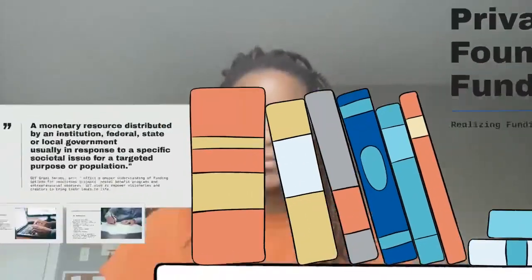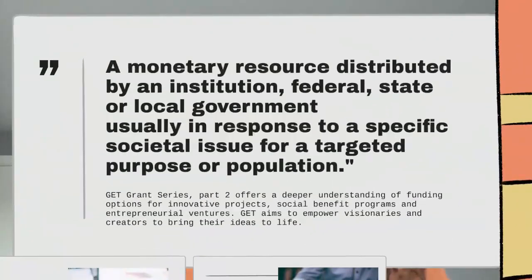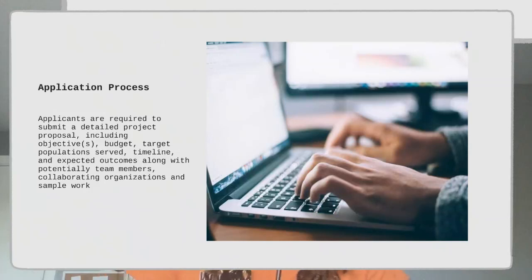So let's dive in. Here's my definition of a grant yet again, if you didn't hear it in our first video last week where we talked about an overview of different grants. A monetary resource distributed by an institution, federal, state, or local government, usually in response to a specific societal issue for a targeted purpose or population. Today, we're going to dive deeper into private foundations and types of grants that they distribute.